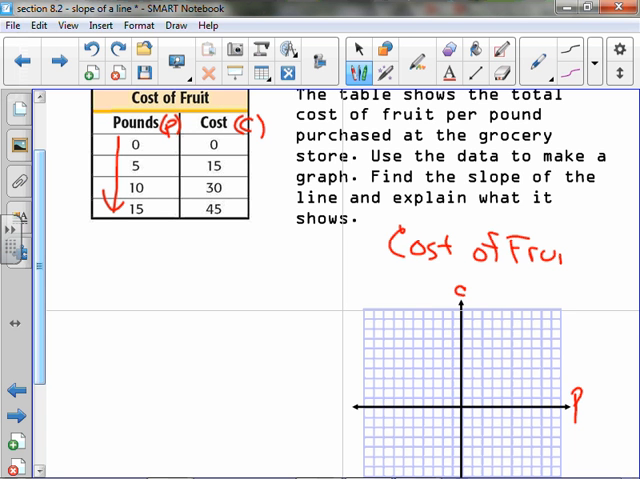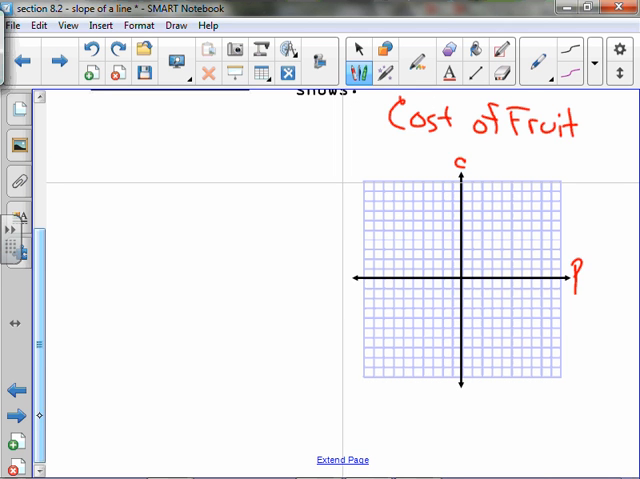Now, there's one other thing I have to do. I need to actually put in some numbers. It looks like the pounds go from 0 to 15. So I need to start here at 0, and I need to get this to 15. So how about every 2, I will do 5, 10, 15. Let's do it every 3. I do have enough room to do that. So I'll do it every 3 instead. 0, 5, 10, and 15.